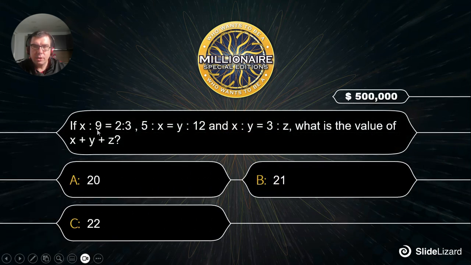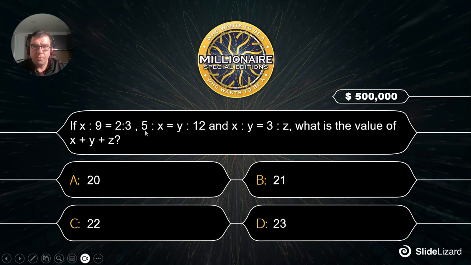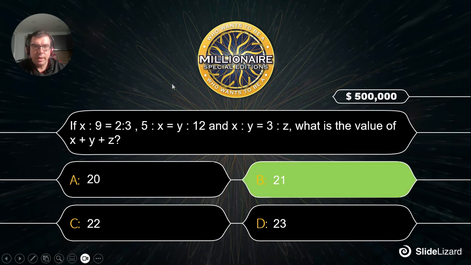If x relates to 9 as 2 to 3, 5 relates to x as y to 12, and x relates to y as 3 to z, what is the value of x plus y plus z? Did you find B, 21? 21 is correct.